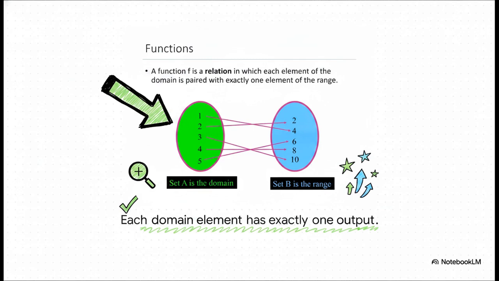Take a look at this arrow diagram. The green circle is our domain, set A, and the blue circle is our range, set B. Notice how every single number in the green domain circle has one and exactly one arrow leaving it. The number 1 only goes to 2. The number 2 only goes to 4. There's zero confusion here. There are no two arrows coming out of the same green number. This highly strict one-to-one mapping rule originating from the domain is exactly what makes this a function.